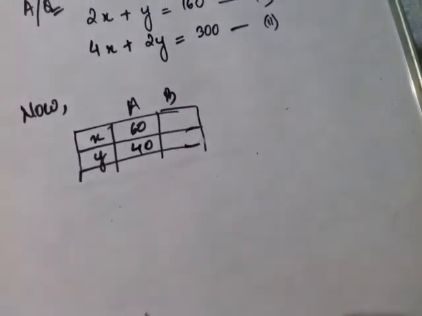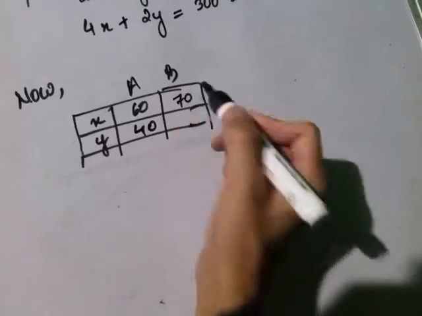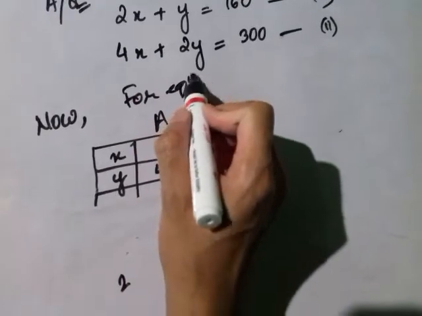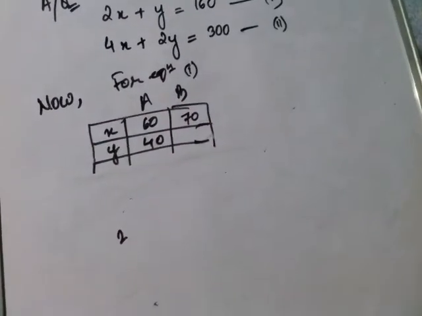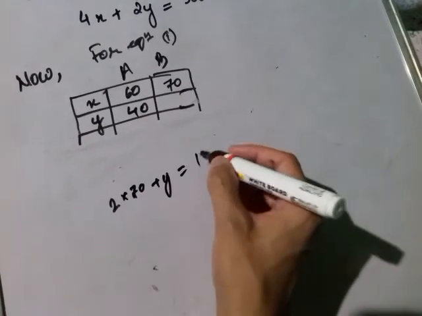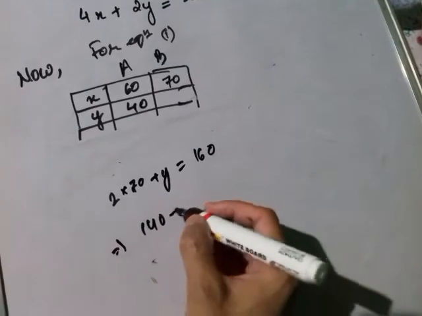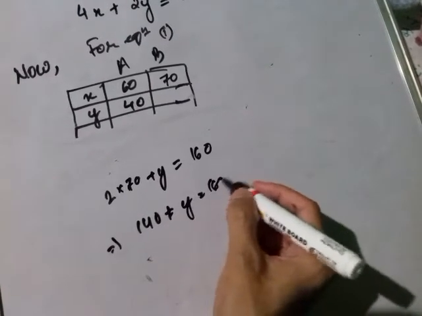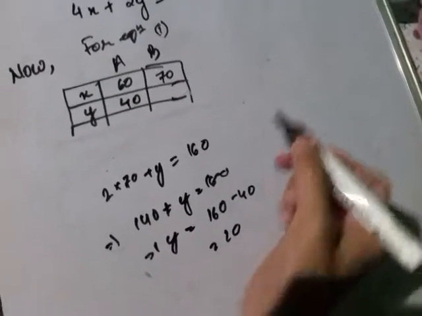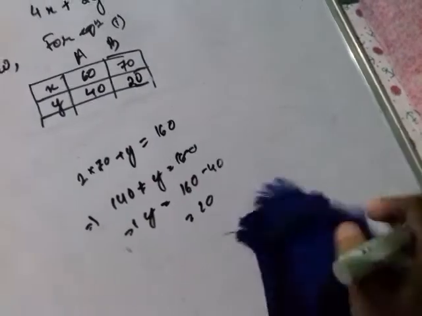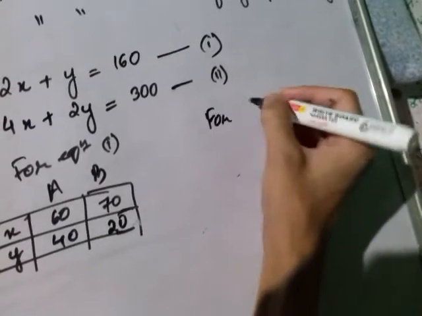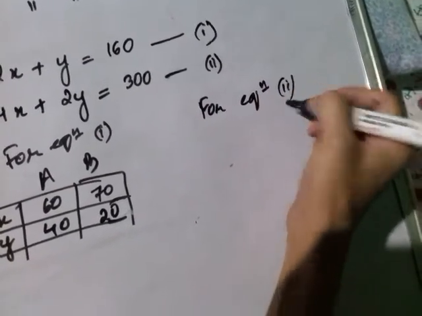Next, if you put x as 70, okay, for equation 1, this one you put upside for equation 1, understand? If you take x as 70, that is 2 into 70 plus y equals 160. 2 sevens are 14, so 140 plus y equals 160. So y equals 160 minus 140, how much? 20, no? So you will take here 20. Understand? So next, for equation number 2.